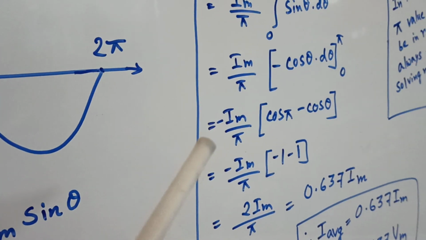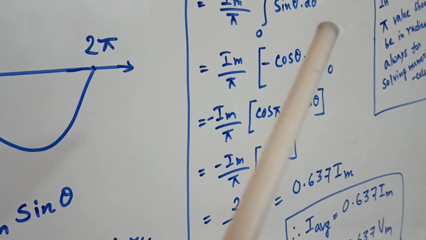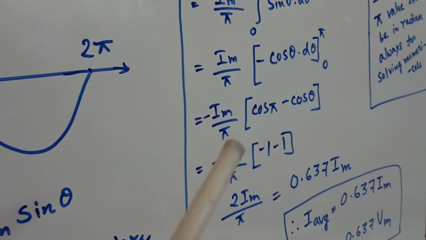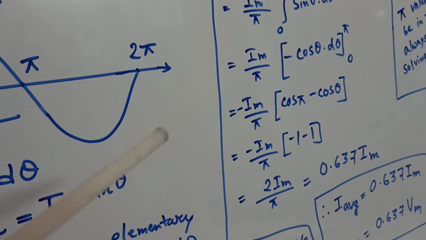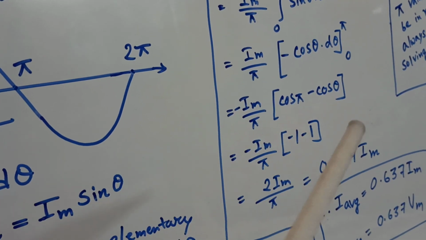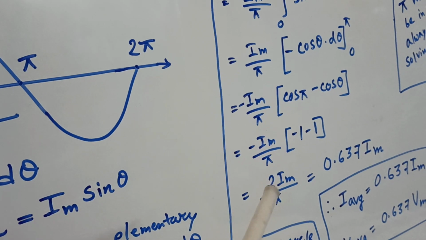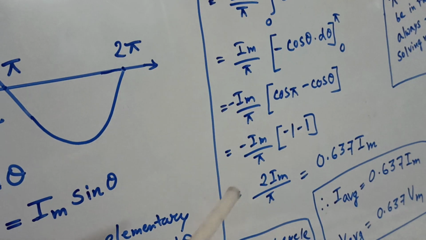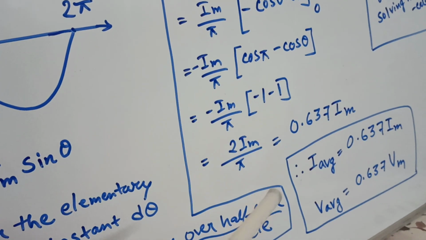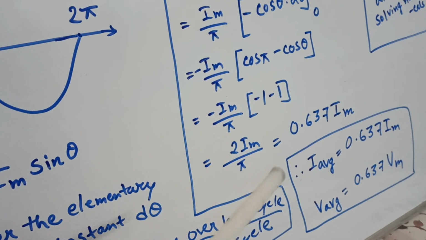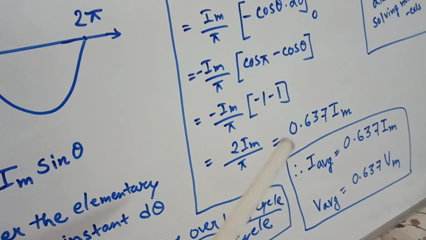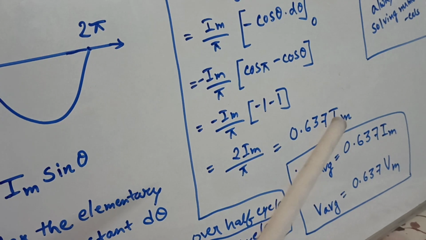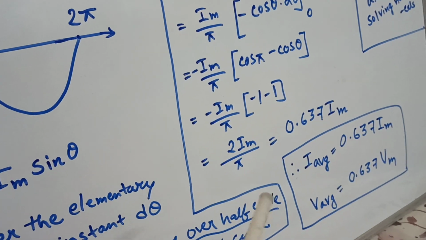If I put in the limits 0 to pi, what am I going to get? Taking the minus out, minus Im by pi, cos pi minus cos 0. Cos pi is minus 1, and cos 0 is 1, so minus 1 minus 1. So I get 2 Im by pi. If I calculate 2 by pi in the calculator, I get 0.637 Im.